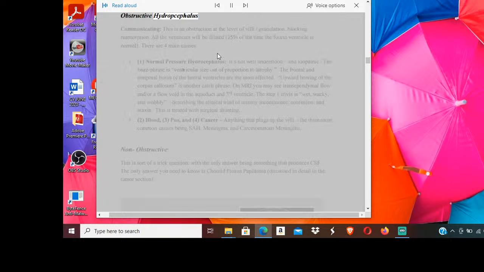Hydrocephalus. Communicating: this is an obstruction at the level of the villi granulation, blocking reabsorption. All the ventricles will be dilated; 25% of the time the fourth ventricle is normal. There are 4 main causes.